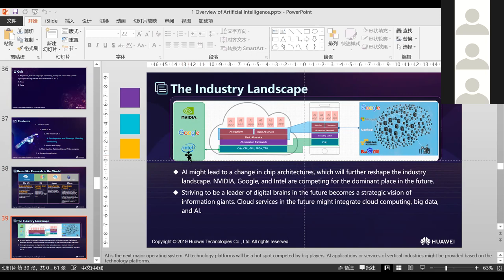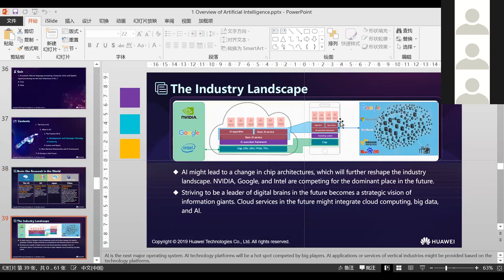These are the countries that produce AI chips: Google, NVIDIA, and Huawei also has its own AI chips, which we call Ascend. And also AI frameworks. The most famous AI framework, of course, is TensorFlow from Google, PyTorch from Facebook, and MXNet from Amazon. Huawei released their own AI framework, which we call MindSpore, in April.